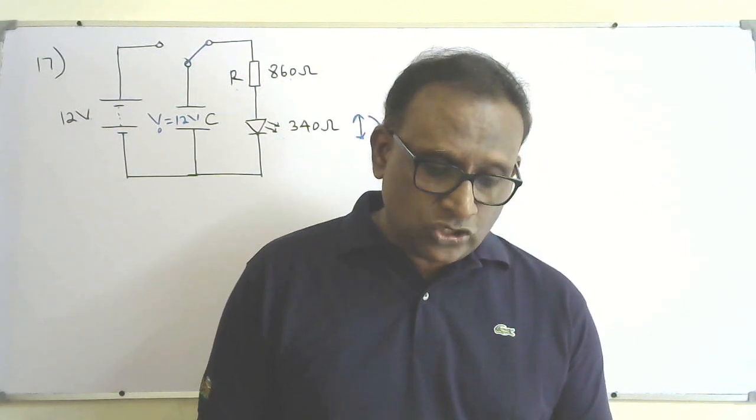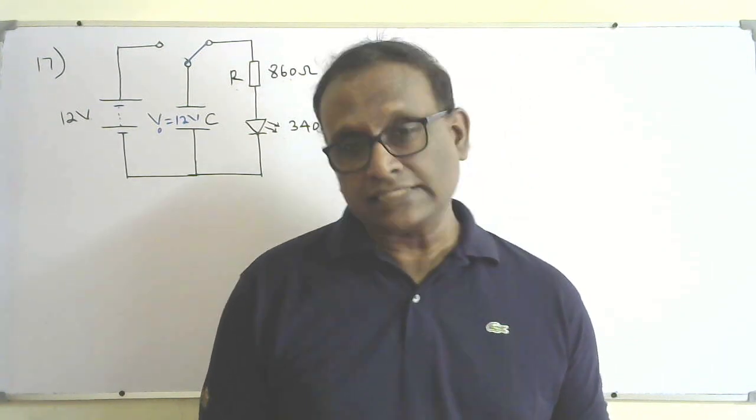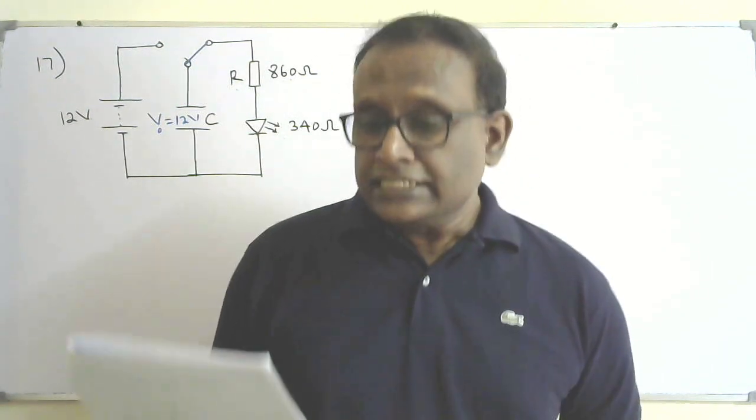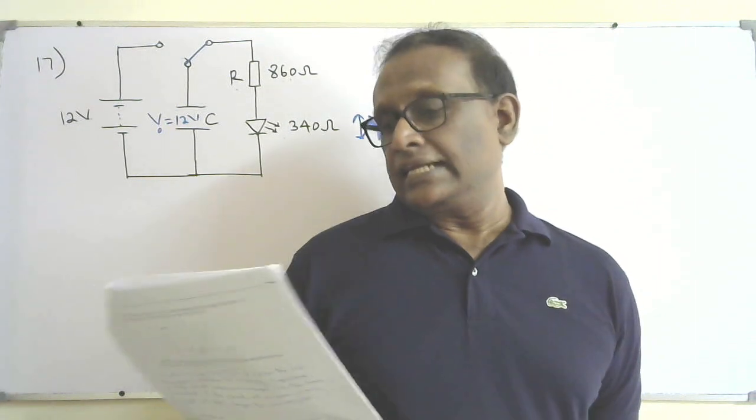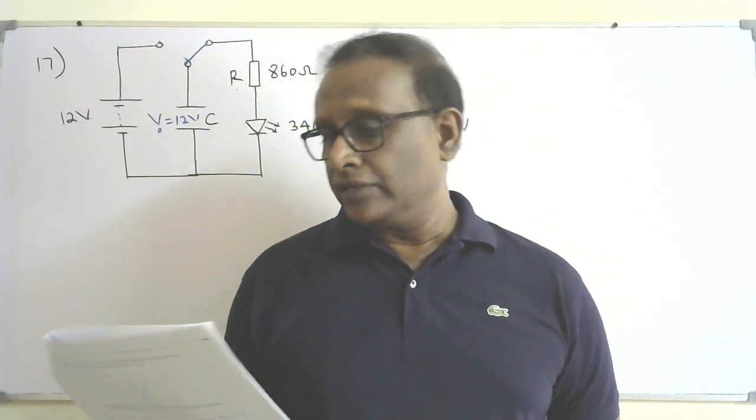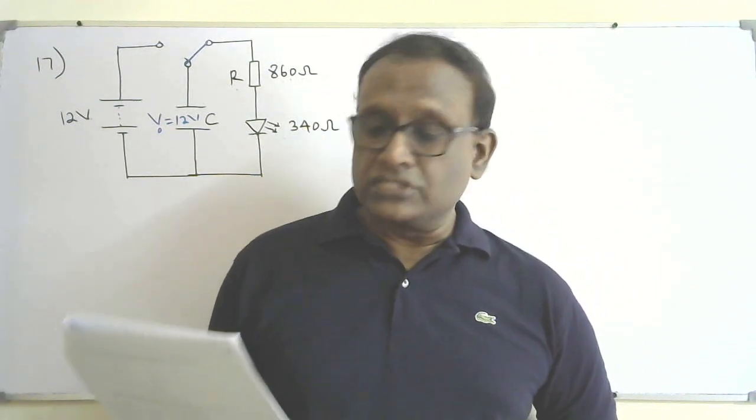The student assumes the LED has a constant resistance of 340 ohms. Capacitors with the following capacitances are given: 0.5 farad, 0.51, 0.54, and some other values.